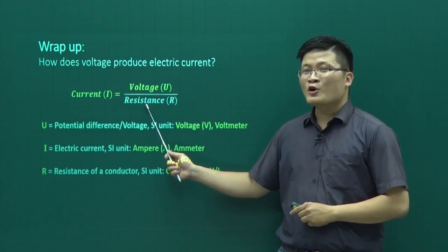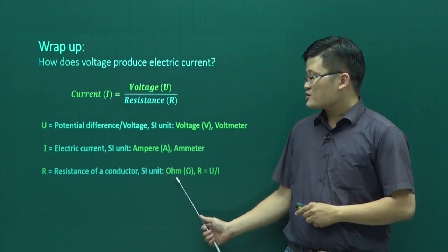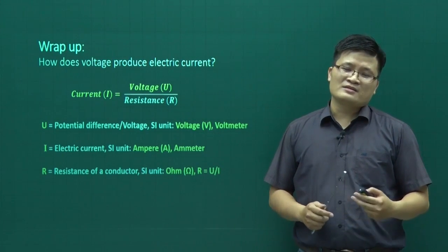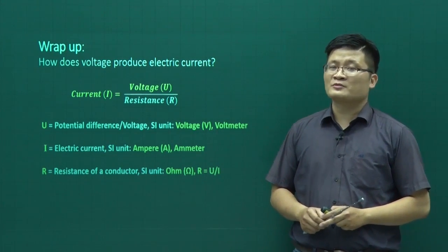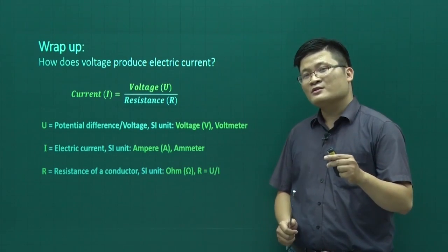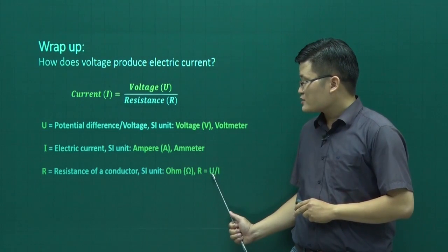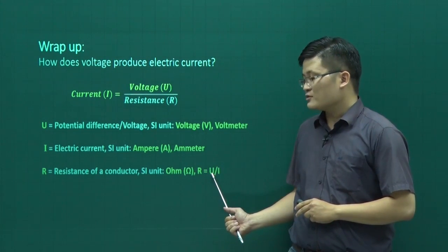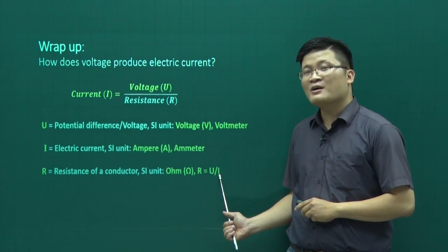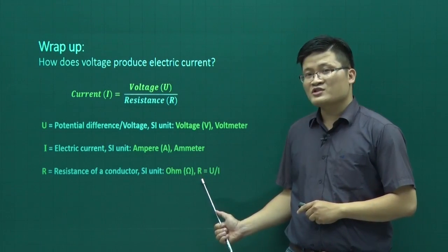And the last component in this relationship is resistance. The resistance is measured in ohm. But how to measure resistance? There is a device to measure resistance, but in case we have only voltmeters and ammeters, there is still a way to measure the resistance of a conductor. First of all, we use the voltmeter to measure voltage, and then we measure the current by using the ammeter, and then we use the two measured values to calculate the resistance.